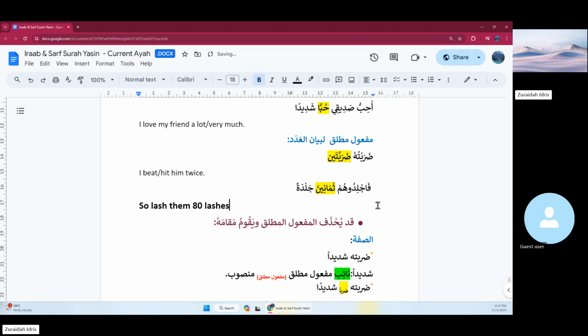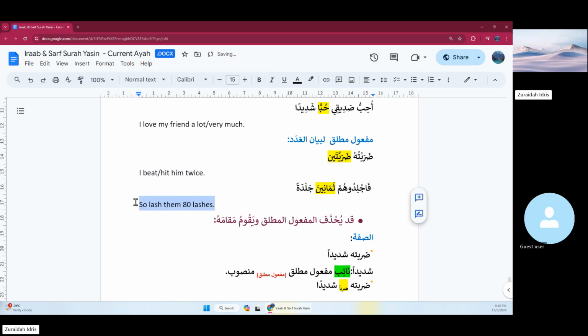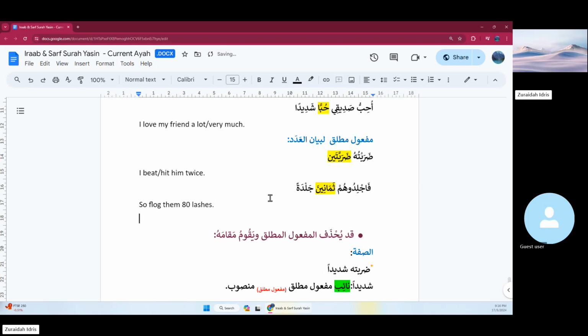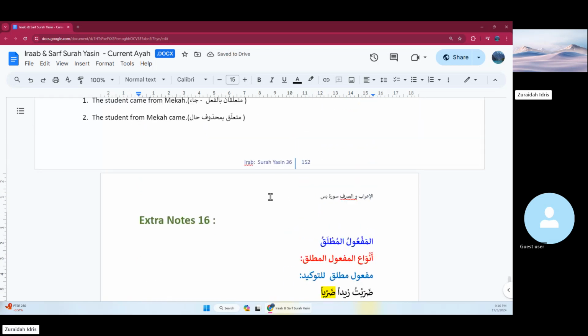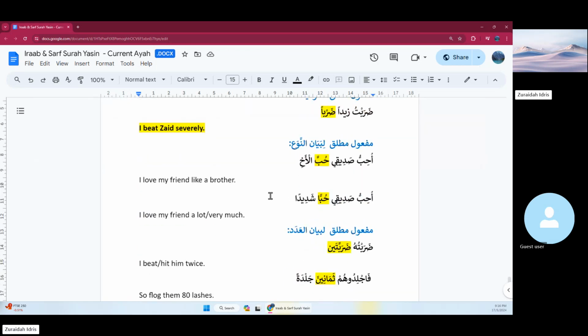There's another term that we can use here just to make the English nice. Instead of lash, we can say flog. That's another term you can use, so we don't repeat the word too much. So flog them, 80 lashes. Hit is another way of saying it, but usually flog is with something that is big and loose, like a whip. Alhamdulillah.